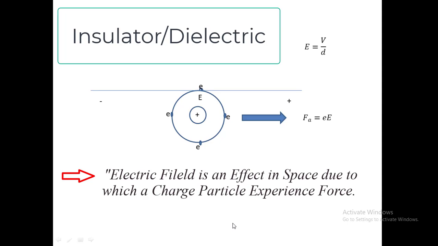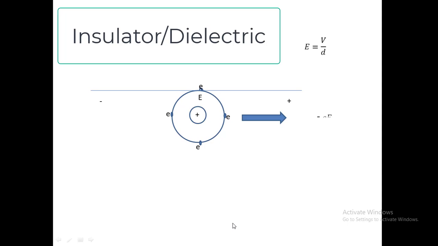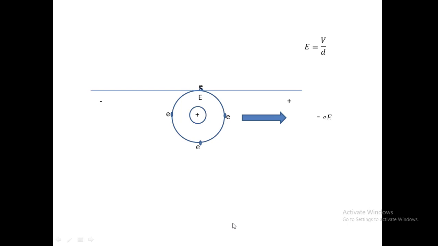If the force between the positive ion and negative ion is very strong and its value is higher than the force applied on electrons, then the electron does not move away. This condition of atoms is called insulators.